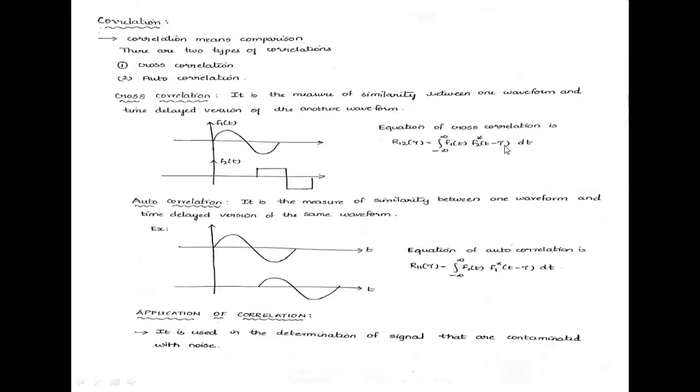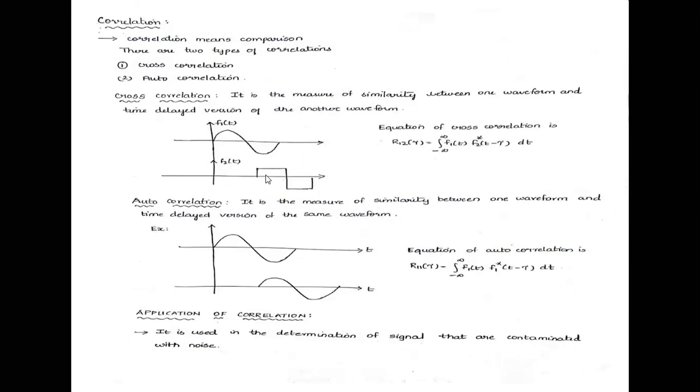Correlation, we already discussed that one. Cross correlation: what is a cross correlation? It is a measure of similarity between one waveform and the time delayed version of the other waveform. Autocorrelation is a measure of similarity between one waveform and the time delayed version of the same waveform. Both are correlation only.